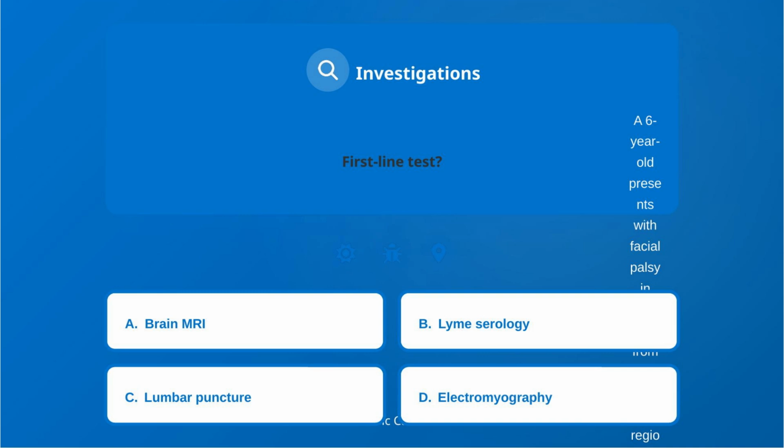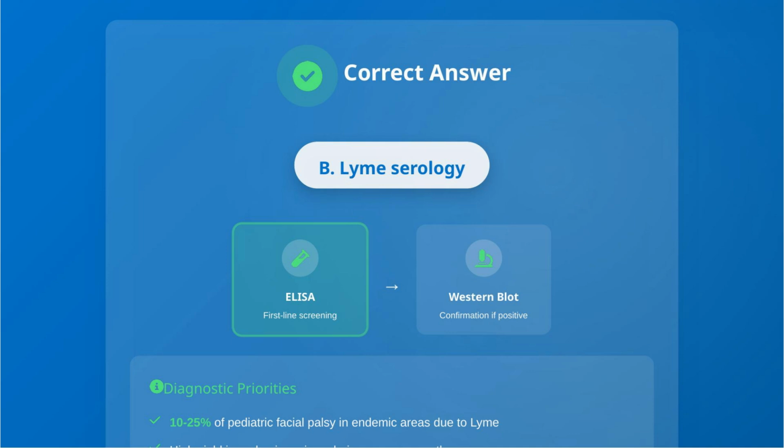A 6-year-old presents with facial palsy during summer in an endemic Lyme disease region. What is the most appropriate first-line diagnostic test? A. Brain MRI. B. Lyme serology. C. Lumbar puncture. D. Electromyography. Consider the clinical context and the most efficient initial diagnostic approach. The correct answer is B.